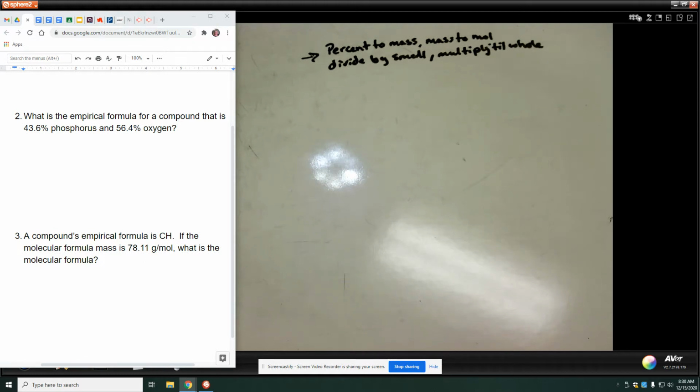You're going to take percent, convert it to mass, then convert mass to moles. You're going to divide by the smallest number of moles, and then you will multiply till you get whole numbers so that we can write a proper chemical formula.